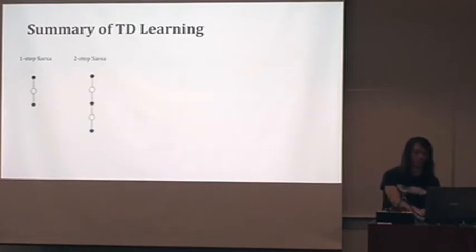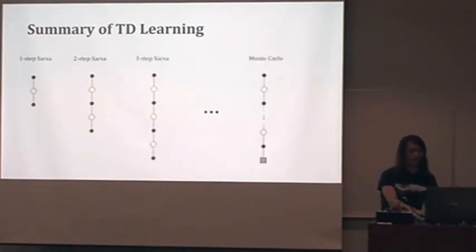So 2-step SARSA looks like that, where you take an extra action, you're in a new state, and then you commit to a third action, and then you start bootstrapping. And then there's 3-step SARSA, and if you go all the way until you terminate the episode, and you just use the full sequence of returns with no bootstrapping, you end up with a Monte Carlo method. And TD algorithms correspond to everything up to but not including the Monte Carlo approach.